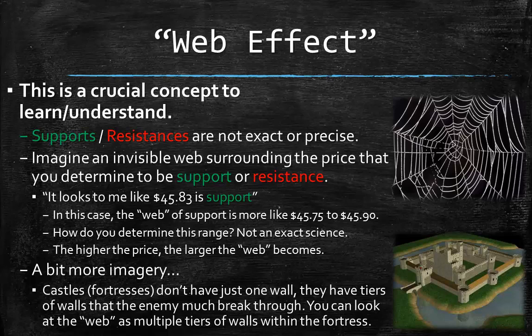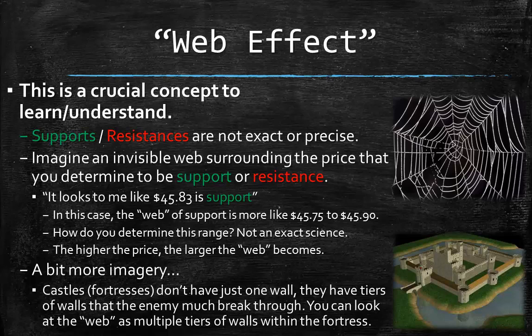Now this is very important, and this is one of the signs when somebody doesn't quite get it. If you hang out on message boards or social media or chat rooms, or really anything, even just reading blog articles, a very telling sign is people that say, oh, this exact level, that's going to be this exact precise level. Well, that's not how supports and resistances act. It's more of a web, and supports and resistances are definitely not exact or precise. So what I want you to do is imagine that there is an invisible web surrounding the price, and whatever the price is, that's where you determine it to be support or resistance.